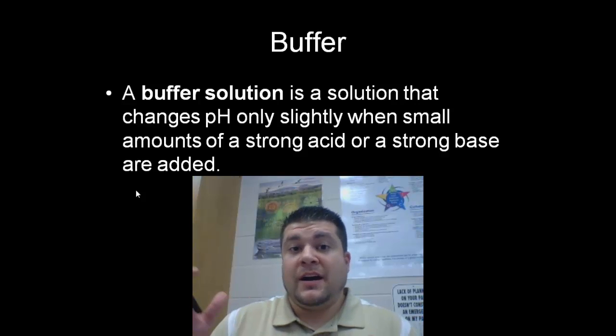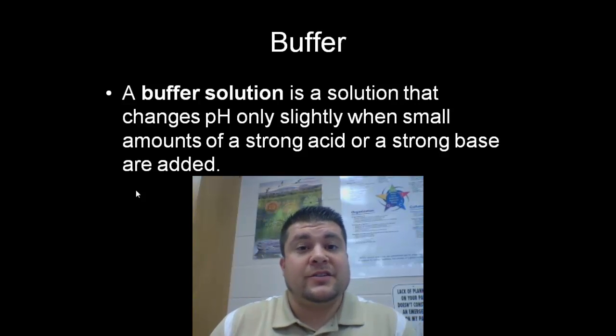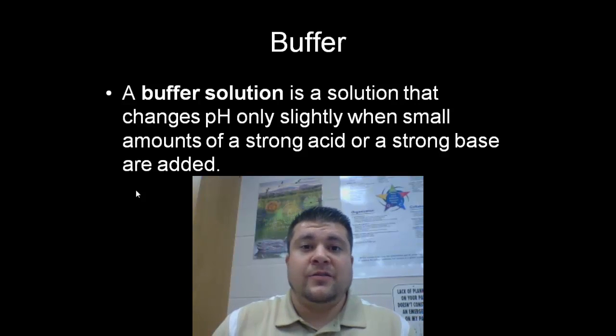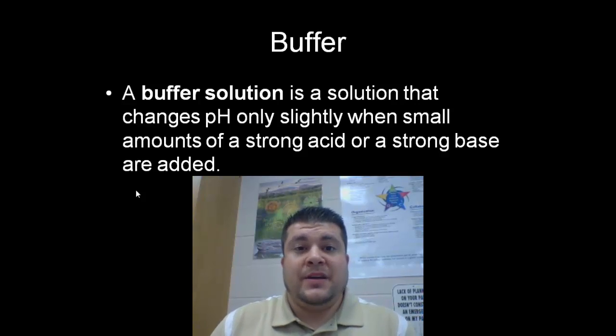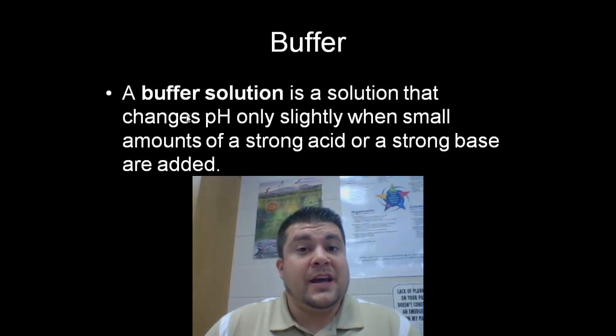If we get too high or too low, yes, it is going to change, but it's going to take a lot more acid or base to change that pH level. A buffer solution is a solution that changes in pH only slightly when adding small amounts of a strong acid or a strong base. We'll be able to use this in the lab to determine a buffer.